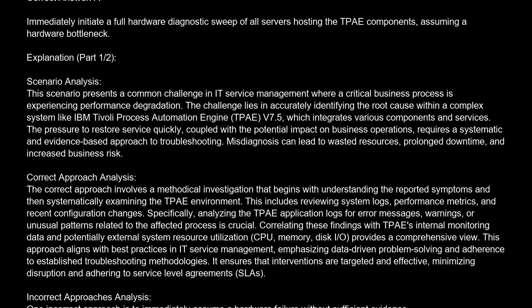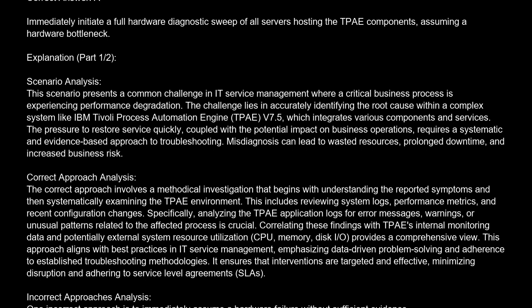Explanation: scenario analysis. This scenario presents a common challenge in IT service management where a critical business process is experiencing performance degradation. The challenge lies in accurately identifying the root cause within a complex system like IBM Tivoli Process Automation Engine TP V7.5, which integrates various components and services.